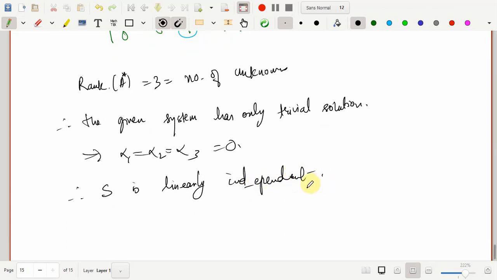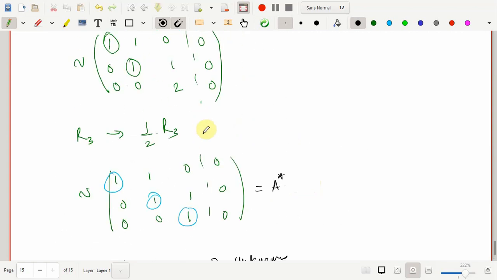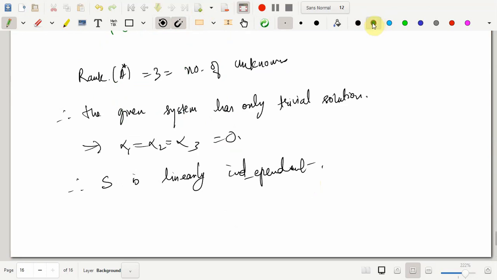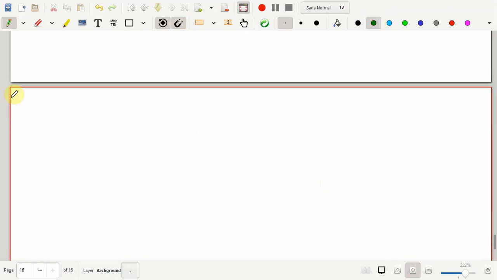With this we are done with this example. Let me take one more example, example 2. Another interesting example: we take S to be a set, once again in R3, defined in this way: 1 2 4 and 4 8 16.